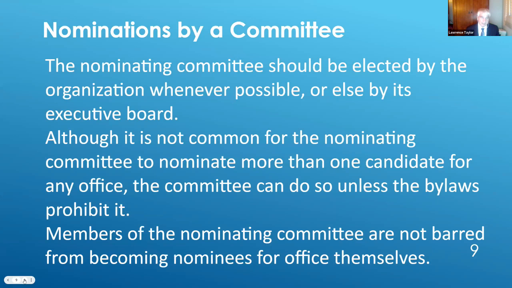Although it is not common for the nominating committee to nominate more than one candidate for any office, the problem is finding people to fill the positions, and you've performed a miracle if you've got a candidate for all of the offices. However, if you're in a situation where more than one person is interested in running, then they should be allowed to do so.